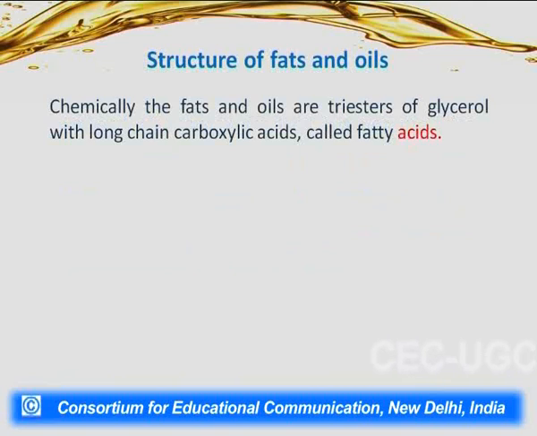Let us talk about their chemical structure. Chemically, the fats and oils are triesters of glycerol with long chain carboxylic acids, called fatty acids. You are familiar with the term esters. Esters are the substances obtained by condensation of alcohols or phenols with carboxylic acids. They lose a water molecule, and the products obtained are called esters. The carboxylic acids obtained from oils or fats are generally long chain carboxylic acids, and that is why they are called fatty acids.